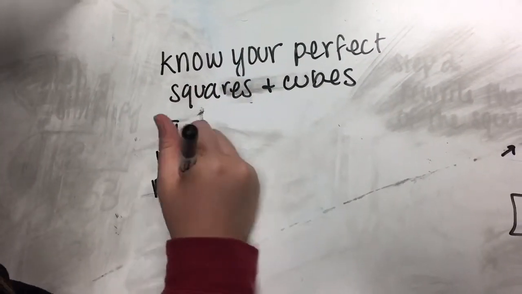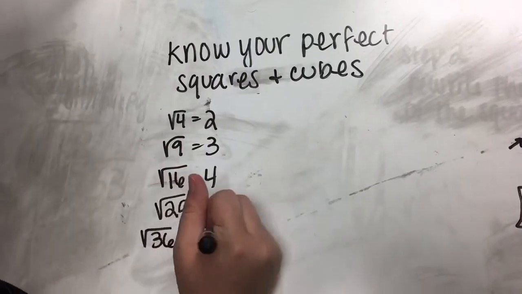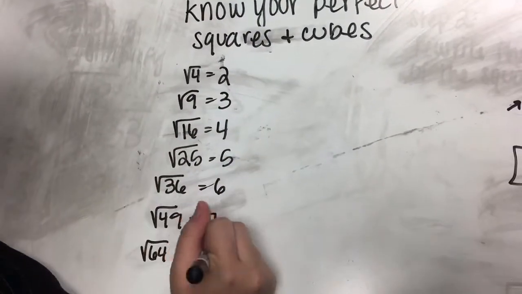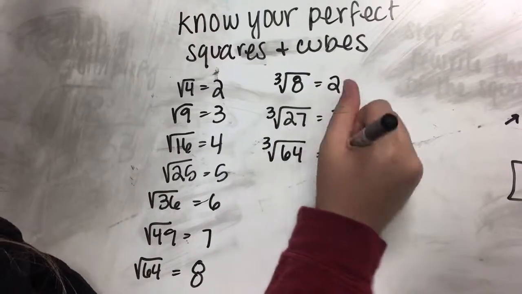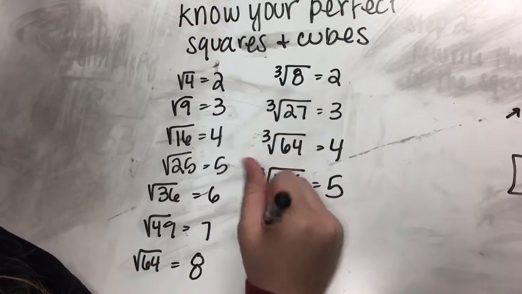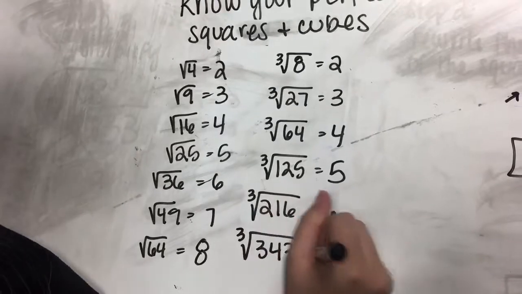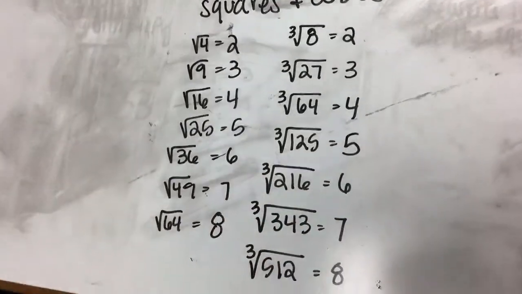Our second tip is to know your perfect squares and cubes. Some of the examples that we have done are 2 through 8 for both the squares and the cubes. Being able to memorize these will help you simplify easier and be able to solve more efficiently.